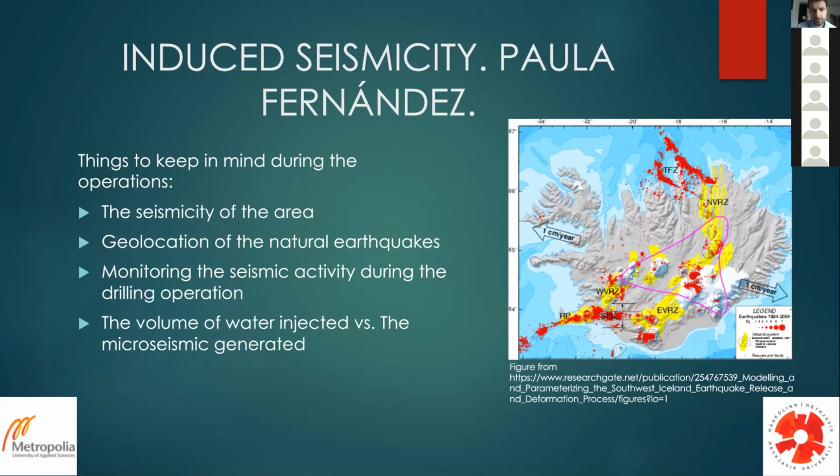So we need to take several things into account, such as the seismicity of the area and the geolocation of the natural earthquakes. Also, we should monitor the seismic activity during the drilling operation. And we need to take into account the volume of water injected versus the microseismicity that has been generated. By all of this, we can assess whether the seismic activity is caused by a pre-existing fault or a new one that has been generated during the drilling process.